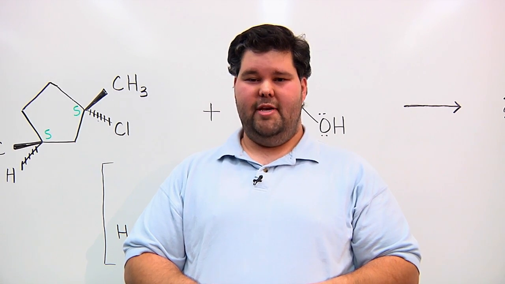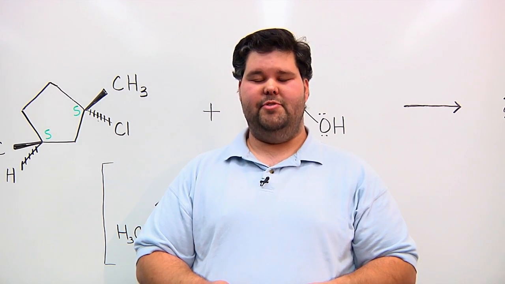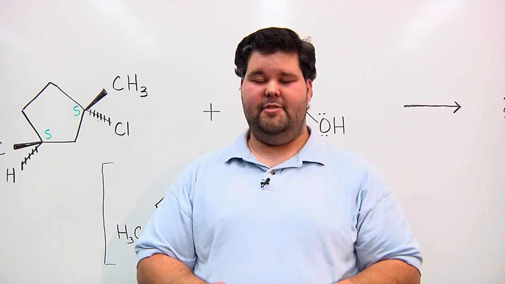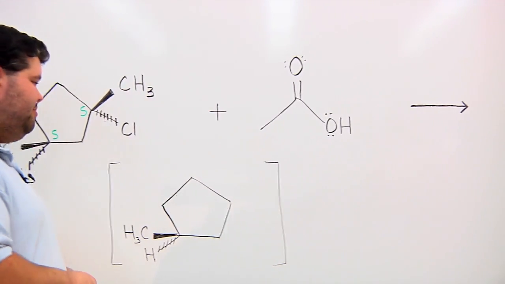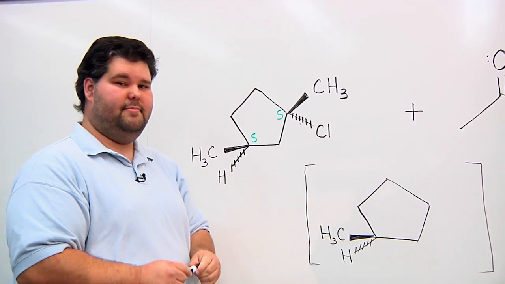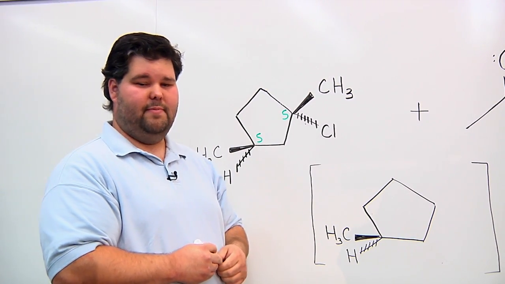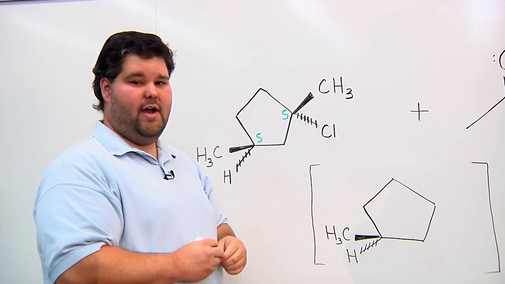We're going to continue working practice exercises using the problem-solving strategy for substitution and elimination reactions. In this example, we have a cyclic alkyl halide. First, we need to identify the leaving group. In this case, it is the chloride ion which will leave.